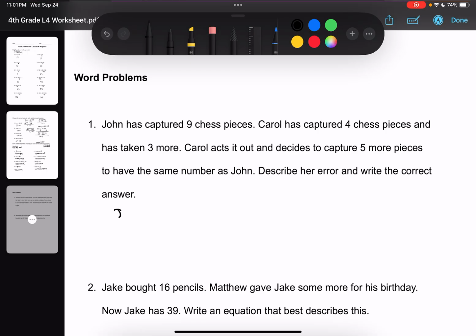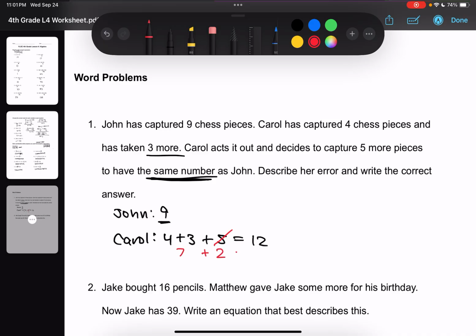Okay, so John first has 9 chess pieces, Carl has 4, and then 3 more, so plus 3. And then Carl decides to capture 5 more pieces to have the same number as John. As you can see, if you add all these numbers together, you get a total value of 12, which would not equal what John has, the value of 9. So if Carl wanted to have the same number as John, instead of adding 5, we should have added 2, since 4 plus 3 is 7, and 7 plus 2 equals 9.